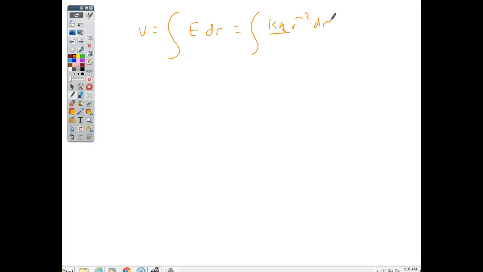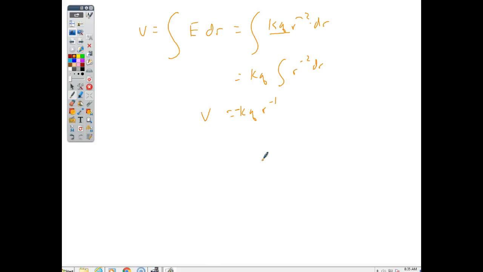Good? Everybody good? Okay. So then I'm going to go, I can pull out the K, I can pull out the Q, because those are going to be boring, they'll be constants. It's the integral of R to the -2 dr. So this becomes KQ negative, I can pull out the negative again. And I get R to the -1, right? Because I raise the power by 1 divided by the power you get, would be equal to my voltage.